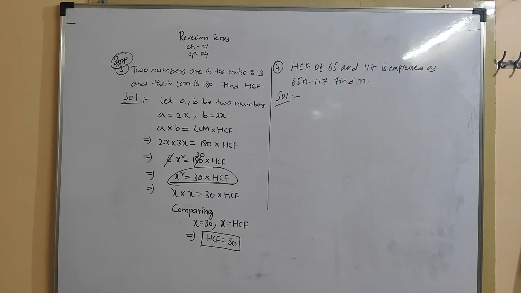See how it is expressed and all, that we don't want first. First what we want is, we have to find HCF of 65 and 117. First you find that HCF and make it equal to what we can express. Then you can find n value easily. Little different model but very easy problem only.